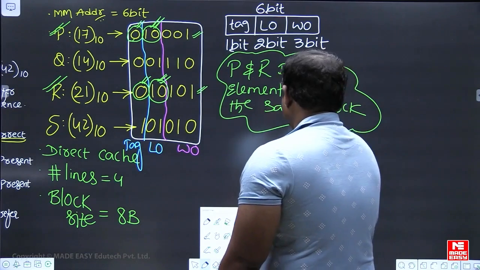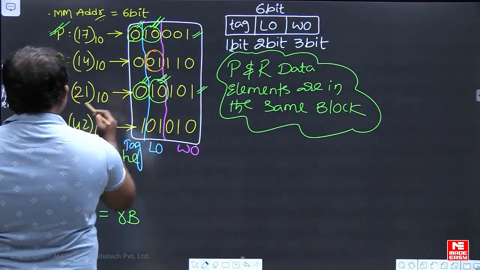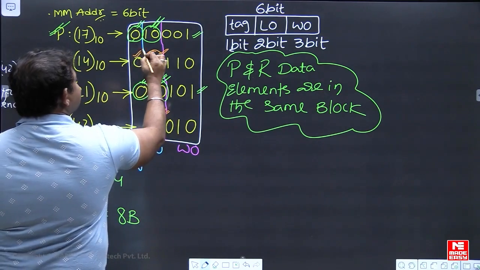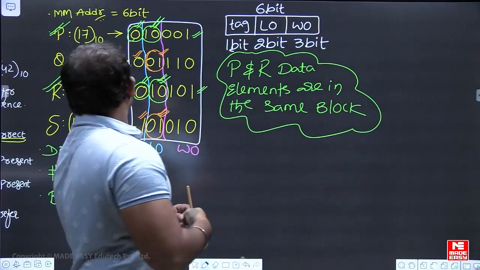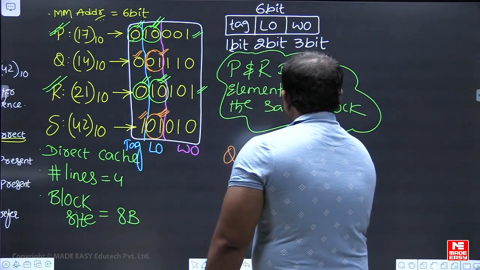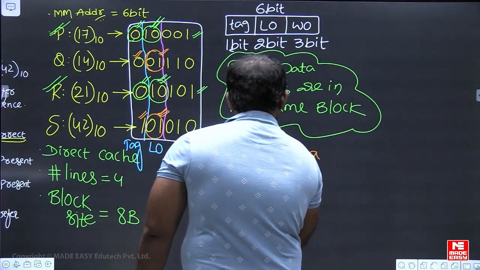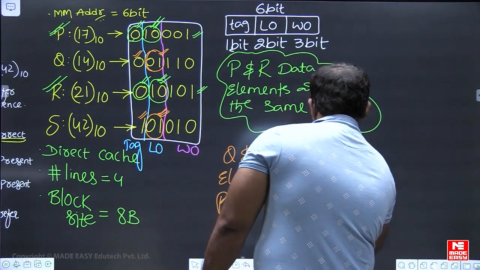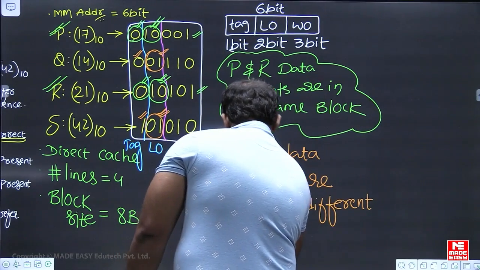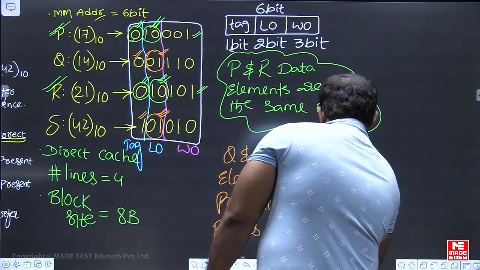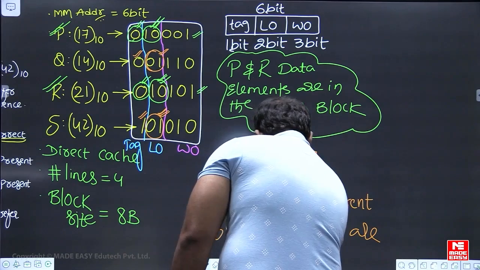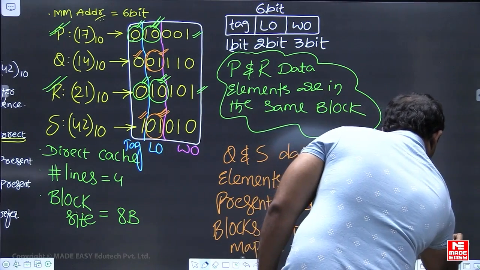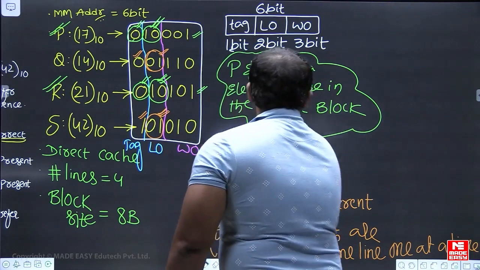Now come to the next thing. Dear students, Q's line offset is 01 and S's line offset is 01. So these two are present in the same line, but the tag is different. What does it mean? Q and S data elements are present in different blocks, but both are mapped to the same line, one at a time, so one is replaced by another. Is it clear?